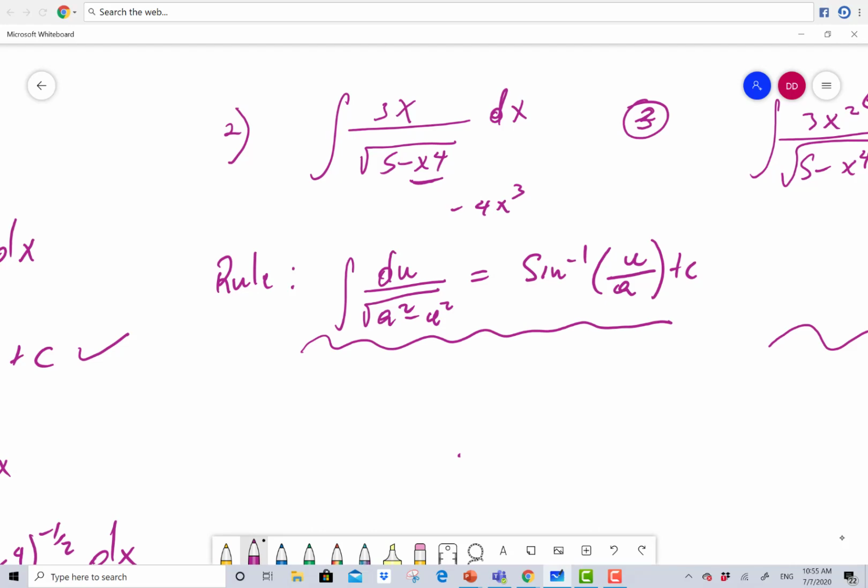By mere observation, a right there is going to be equal to the square root of 5. If a squared is 5, then we realize that a must be the square root of 5.